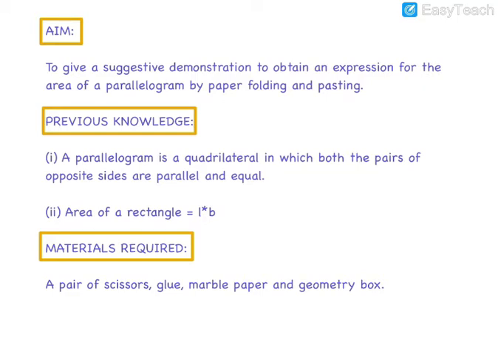To do this activity, you must know that a parallelogram is a quadrilateral in which both pairs of opposite sides are parallel and equal. Also, we are going to use the formula for area of rectangle, which is equal to length into breadth. You will need following materials to do this activity: a pair of scissors, glue, marble paper and geometry box.